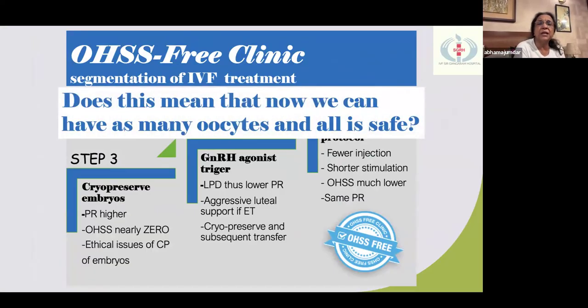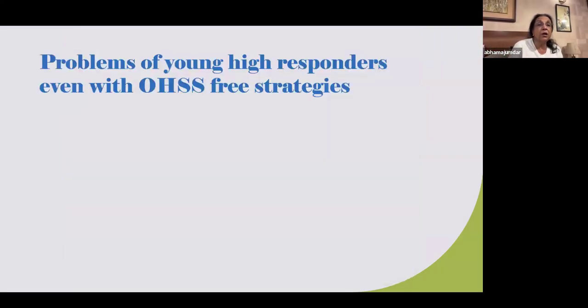Now, does this mean that we can have as many oocytes and all is safe? This is all I want you to understand, that you've been very cautious and you've still used 225 or 200, thinking last time we got very few oocytes and very poor embryo conversion. So you've used 225 for this patient, or maybe even 300 units. And you feel, arey, no problem, 30 oocytes will also come out. We'll freeze all of them and we'll give her good luteal suppression so that she doesn't have OHSS. But what can we have?